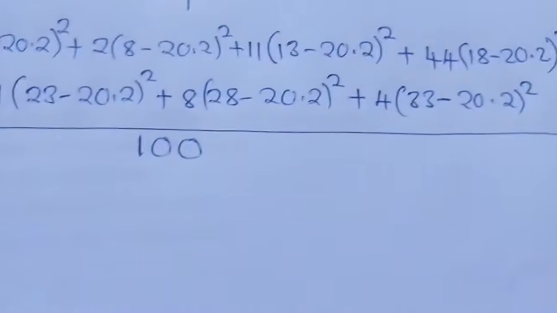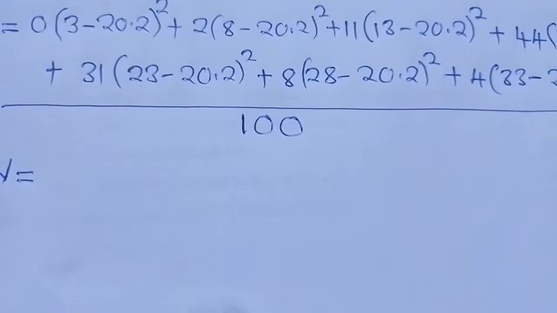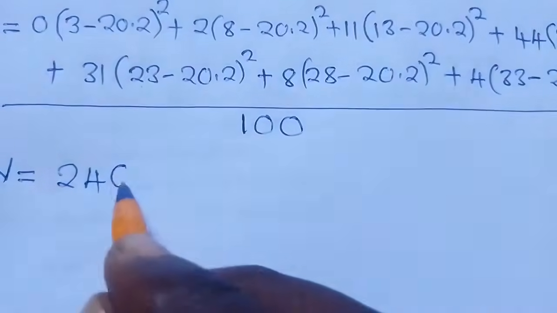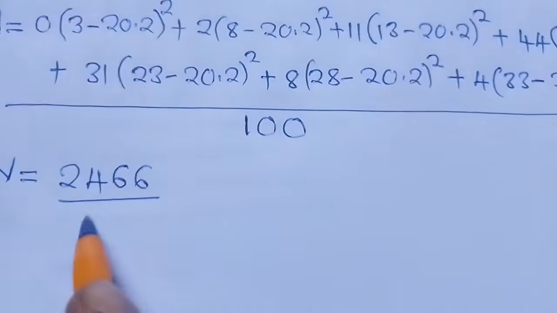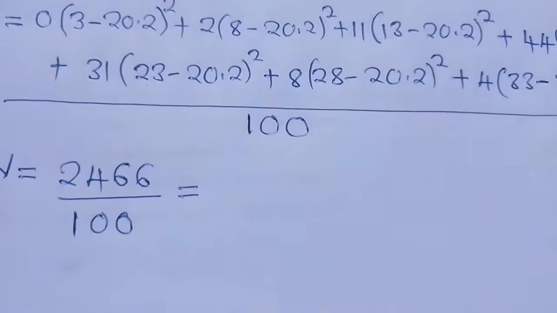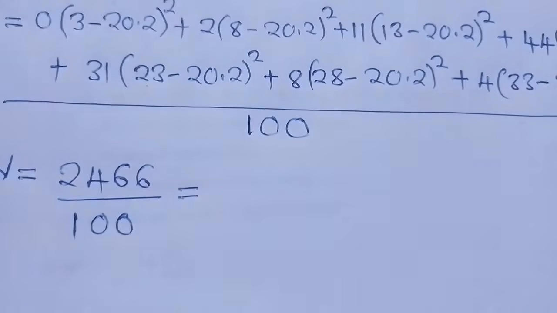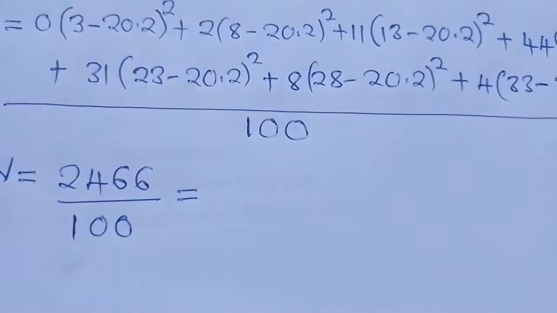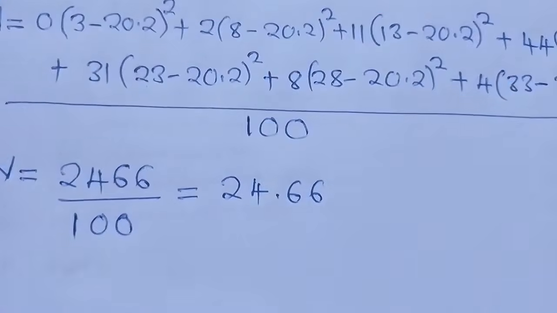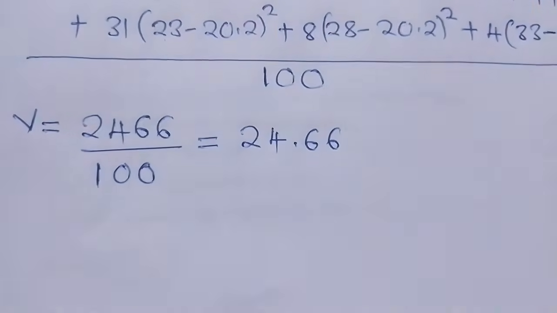You come down here, this one, that one. When you calculate, you need to get 24.66. Then you say over what? 100. What answer are you getting? So you divide, say over 100. What answer are you getting? You are getting 24.66. That is your variance. So that is your what? Your variance.